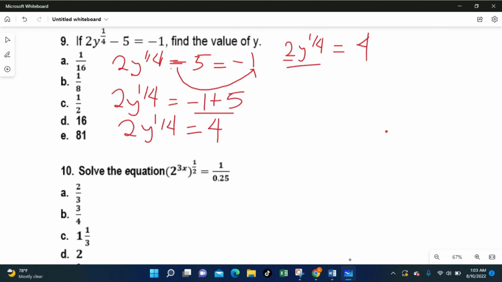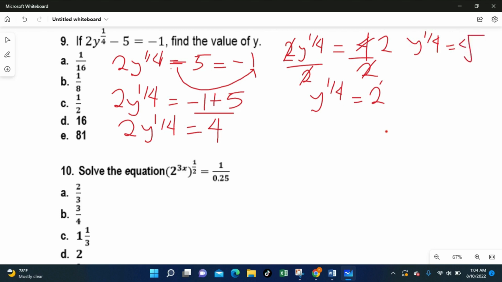To clear that 2, we have to divide both sides by 2. If you divide both sides by 2, 2 will cut out 2, and 4 divided by 2 will give you 2. So we will have y raised to power 1 over 4 equal to 2. Now remember that y raised to power 1 over 4, as I told you, is also equal to the fourth root of y. So we can also write that as the fourth root of y equal to 2.